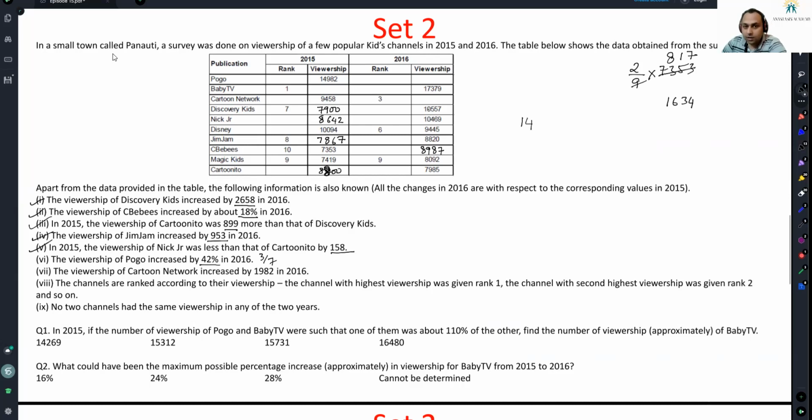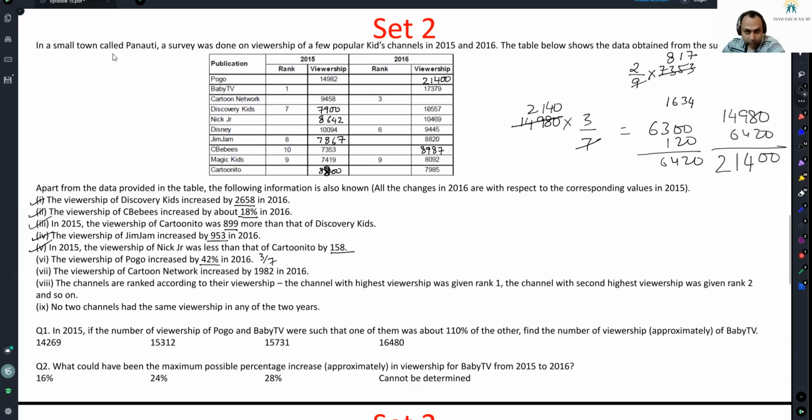So I'm going simply 14980 into 3 by 7, which gives me 2140, which gives me 21 into 4 is 6,300 and 4120. So 6,420 more. Okay, so I will go 14980 plus 6,420. See how nice a number, 2020, and then 1 carried over. So this becomes 4. 1 carried over, this becomes 1. 21400. Okay, this much I have got. Nice.